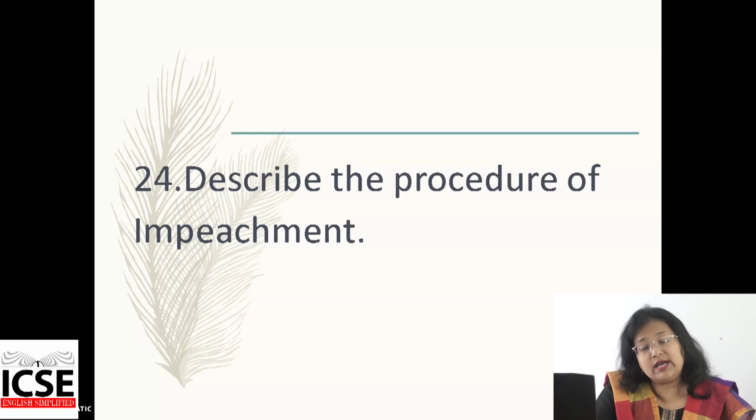The Rajya Sabha will again investigate the charges. They also need to pass it by a 2/3 majority. When it is passed by both the houses, the President can appear, he can make his defense. And if it is passed by both the houses, then the President is impeached. However, in India, till date, no President has been impeached.